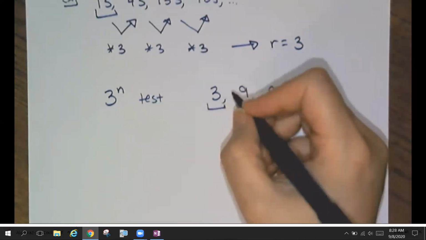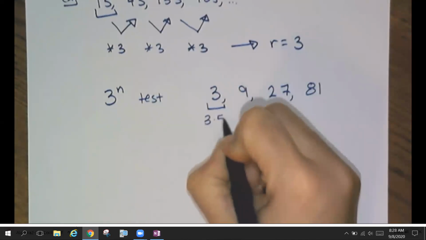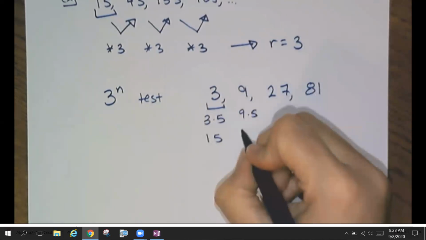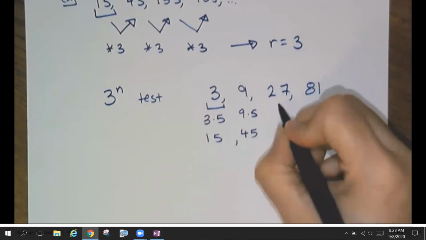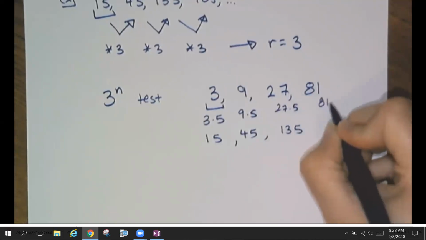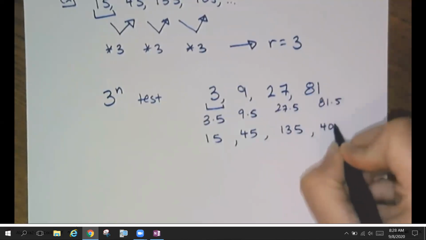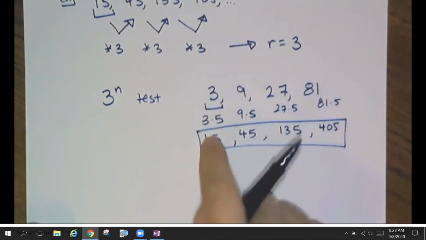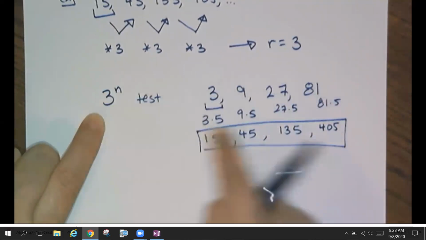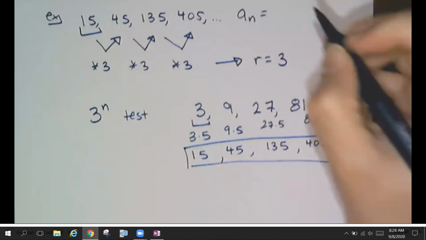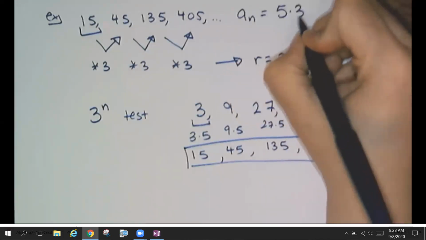Well, another option is to multiply by 5. So if I take 3 times 5, I get 15, and then 9 times 5 gives me 45, and then 27 times 5 gives me 135, and 81 times 5 gives me 405, which means I have found the sequence by taking this 3 to the nth power and multiplying it by 5, which means the explicit formula that I need is a sub n equals 5 times 3 to the n.